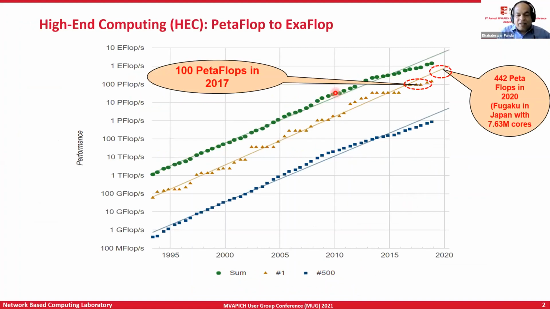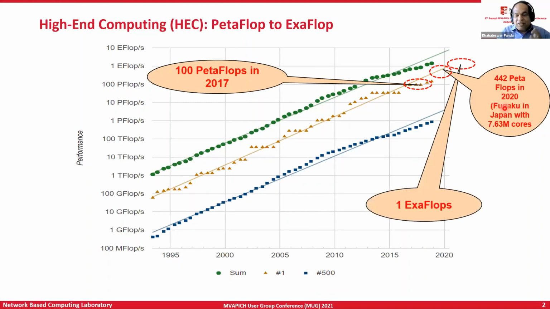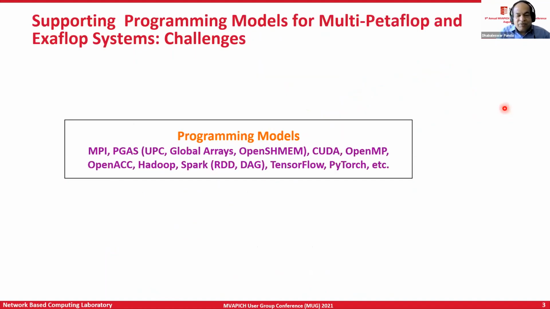If you take a look at 2017, we crossed 100 petaflops. In 4 years, we have come to Fugaku, which is 442 petaflops. And obviously, the community is heading into the Exaflop. We are almost entering the end of this year. Either at the end of this year or the next year, we'll see the Exaflop system coming.